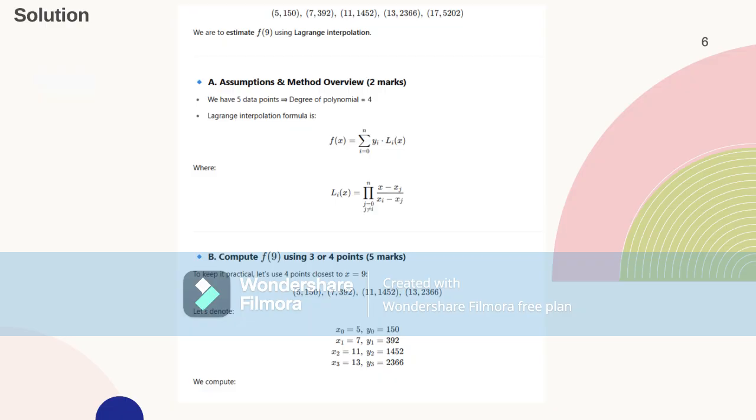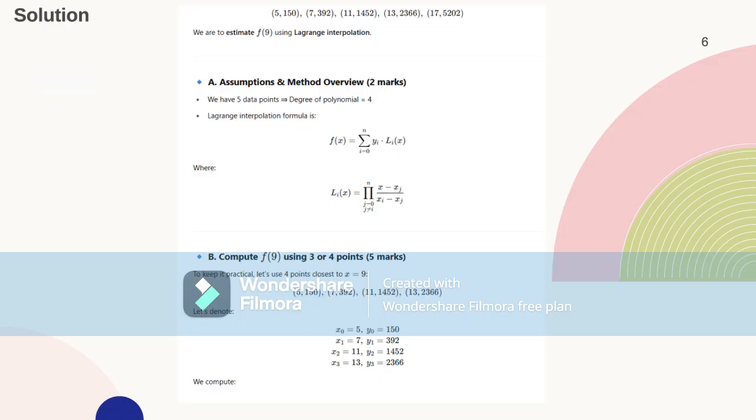We are to estimate f of 9 using Lagrange interpolation. Assumption and method review. We have 5 data points, which gives us a polynomial of degree 4. Lagrange interpolation formula is f of x is equal to summation of i is equal to 0 to n, y i into L i of x. Now compute f of 9 using 3 or 4 points. To keep it practical, let's use 4 points closer to x is equal to 9.